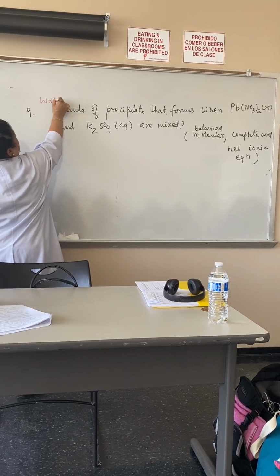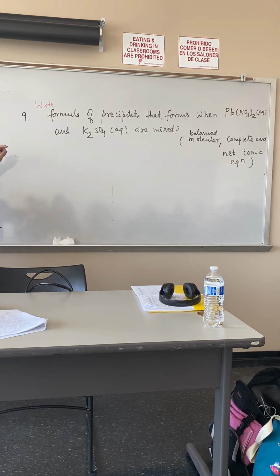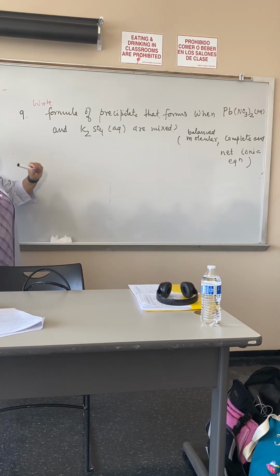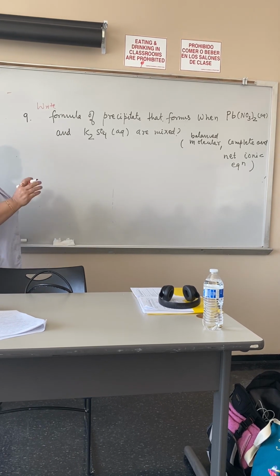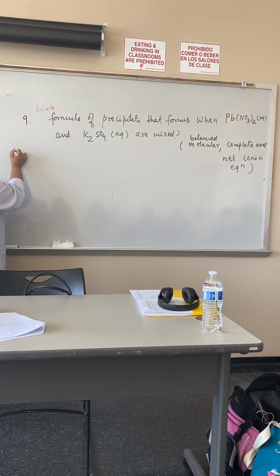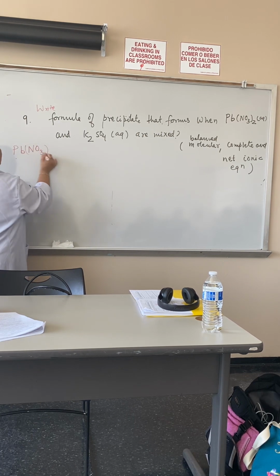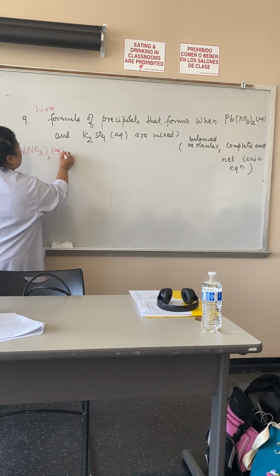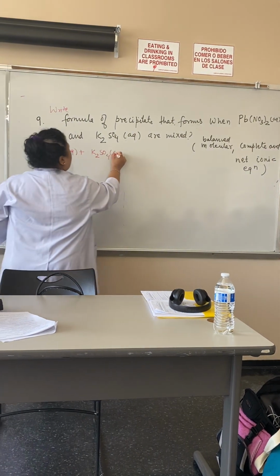Formula of the precipitate that forms when lead nitrate aqueous and potassium sulfate aqueous are mixed. This is something about a precipitation reaction, if you remember. So you have Pb(NO3)2 aqueous plus you have potassium sulfate aqueous, right?